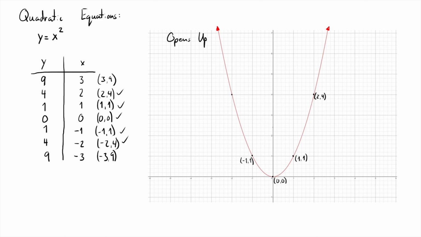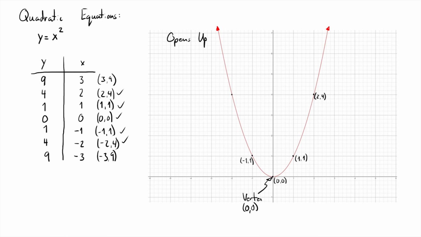Where is that minimum located? Well, it seems like it's located right here. Okay, so that is our minimum, and that's also where our vertex is located. So we can label this as the vertex. Okay, and we know the vertex is, in this case, (0, 0).